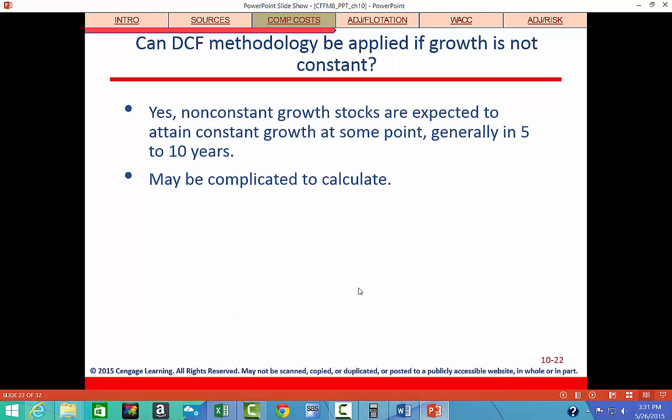And then what about if we had a non-constant growth? Because this was assuming that we had a constant growth stock. So it is something that you can do. You need to use Excel to calculate this, but we're not going to do that in this class.